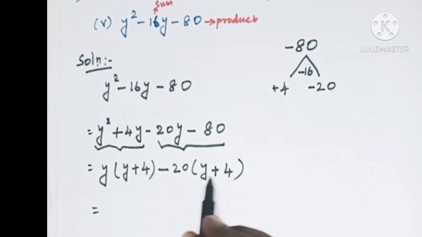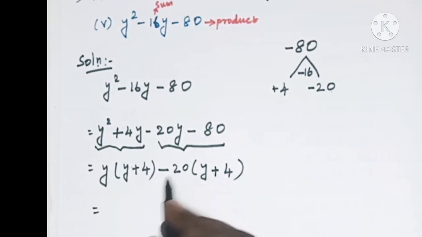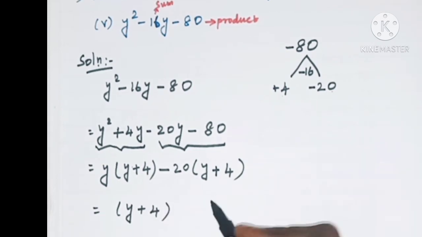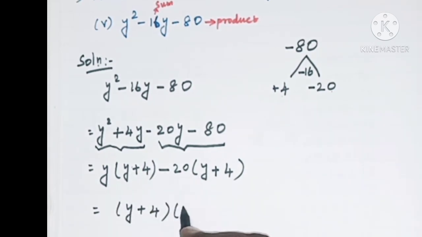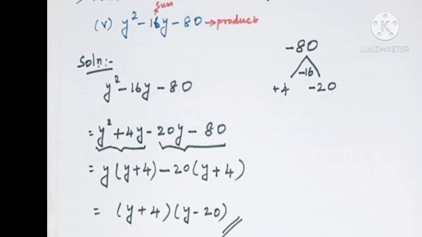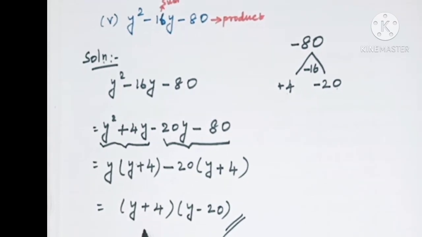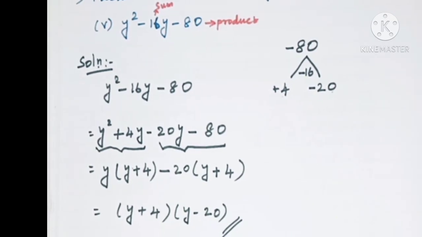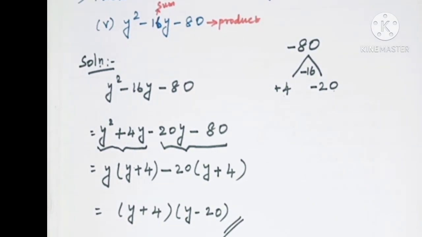So inside the bracket we have y plus 4, y plus 4. So write 1 y plus 4, and then outside the bracket we have y minus 20. So these are the factors of y square minus 16y minus 80. So y plus 4 and y minus 20 is the answer for the first sum, fifth subdivision.